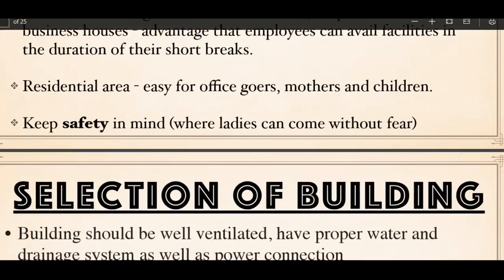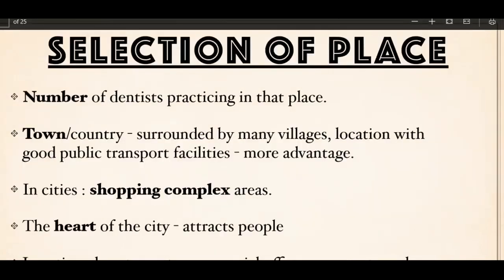Sometimes a question might ask, what is the importance of place and location? Last time it was asked like that. So, importance of location and place of the dental clinic. It is a commonly asked question, establishing a dental practice. It is an important chapter.